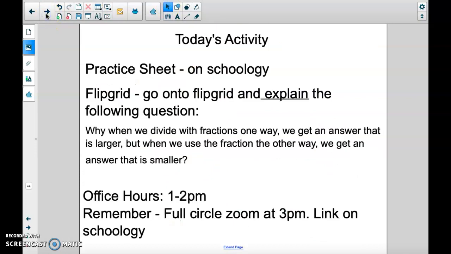So for your activity today, you have your practice sheet, which is on Schoology. And then you also have a Flipgrid. I want you to go onto Flipgrid and explain that question we talked about: why when you divide with fractions one way, we get an answer that's larger, but when we use the fractions the other way, we get an answer that's smaller. So I want you to explain that. I give you a couple problems that you can use to help your explanation. But guys, the Flipgrid is mandatory. Take the time and watch what your peers do as well after you have posted yours. Okay, maybe they've thought about it a little bit differently, in a way that makes a little more sense to you.